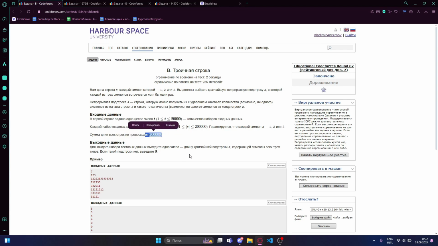Well, for each set of test data, we output one single number, the length of the shortest substring of S that will contain characters of all 3 types. If such a substring doesn't exist, we output 0.